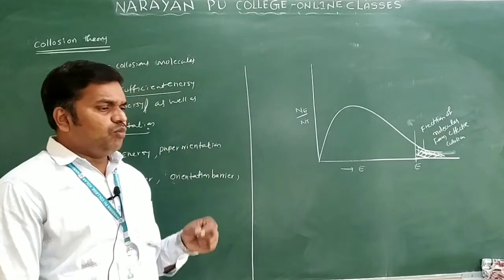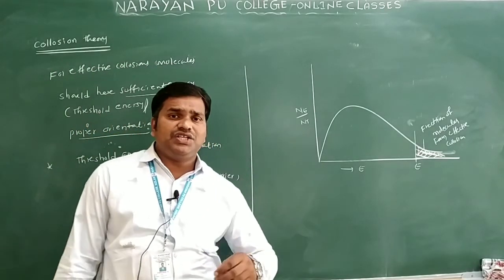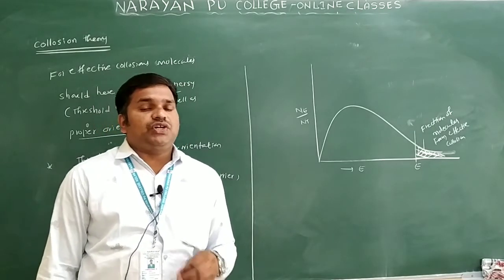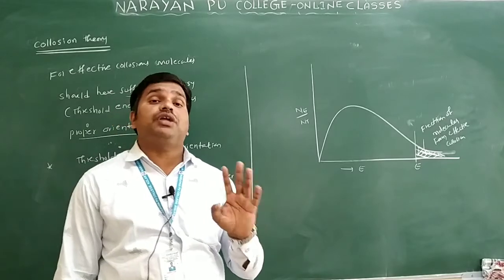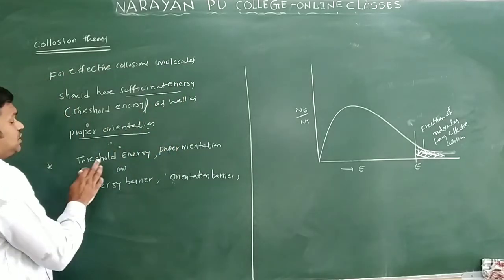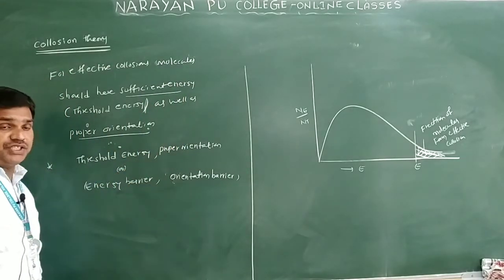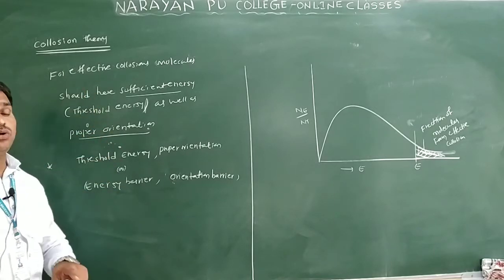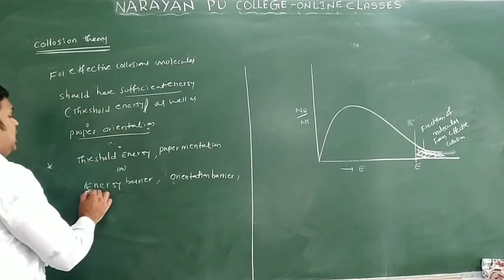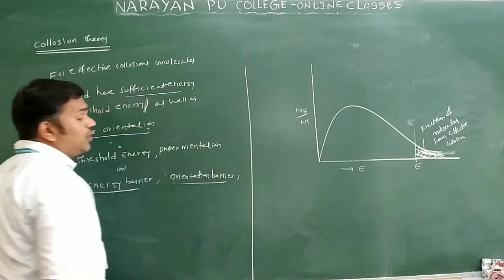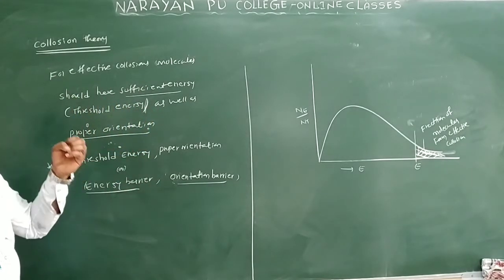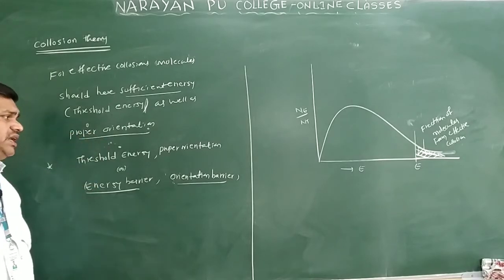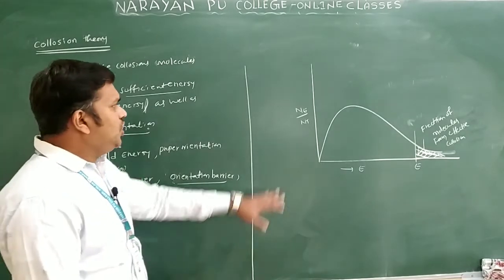In the board exam, they will ask what the conditions are for the molecules to undergo effective collisions. It needs threshold energy and proper orientation. I will write it like this: threshold energy, proper orientation. Then the molecules undergo effective collisions. We can also call these energy barrier and orientation barrier.